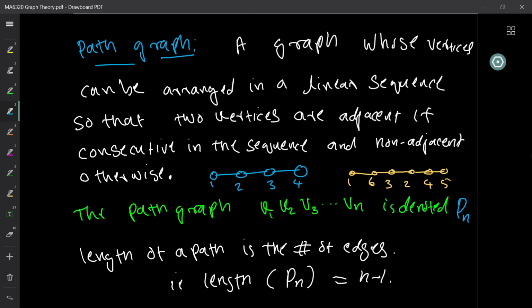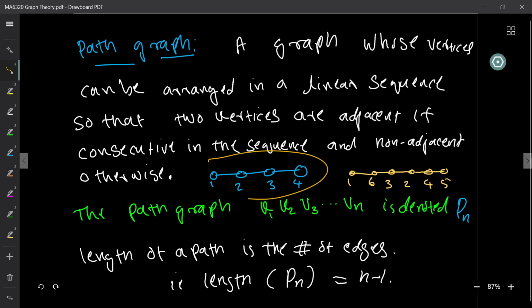So for example, here you have a path graph with 4 vertices, 1, 2, 3, 4. And here is another graph with 6 vertices, 1, 6, 3, 2, 4, 5. So these are path graphs.